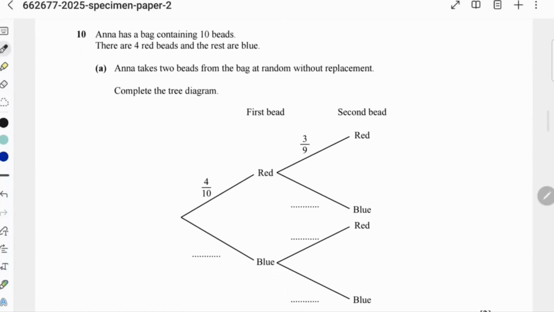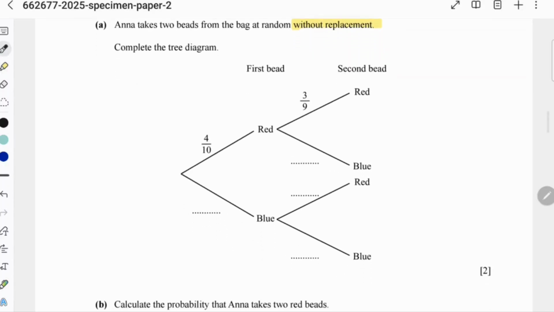Now question number 10, a probability question. Amna has a bag containing 10 beads. There are 4 red beads and the rest are blue. Amna takes 2 beads from the bag at random without replacement. So this is the main thing, it's without replacement, and the tree diagram also shows that, because 10 is the denominator for the first bead and 9 is the denominator for the second bead.